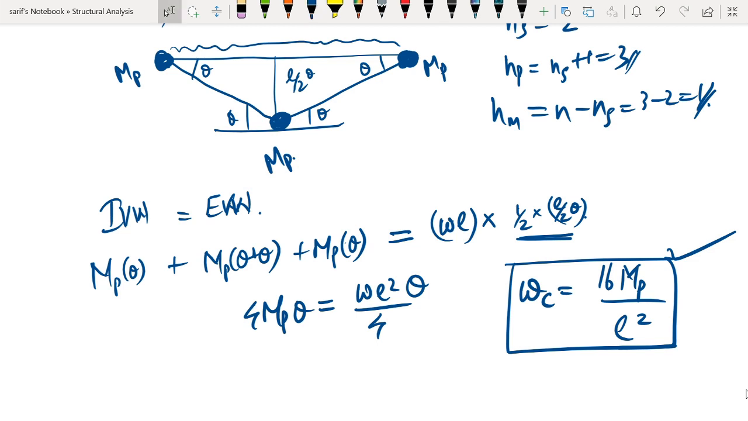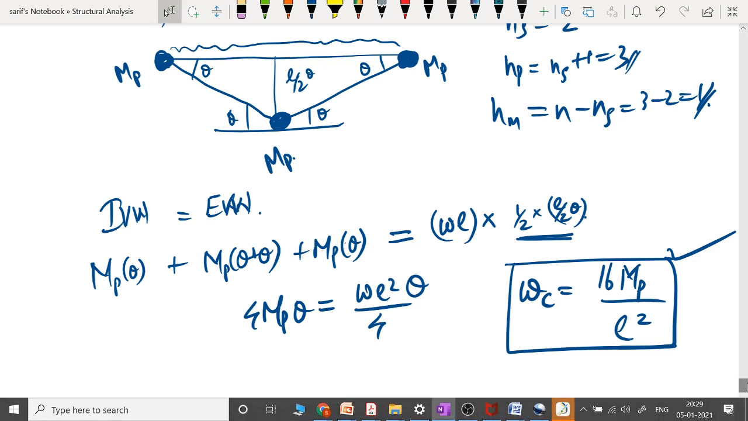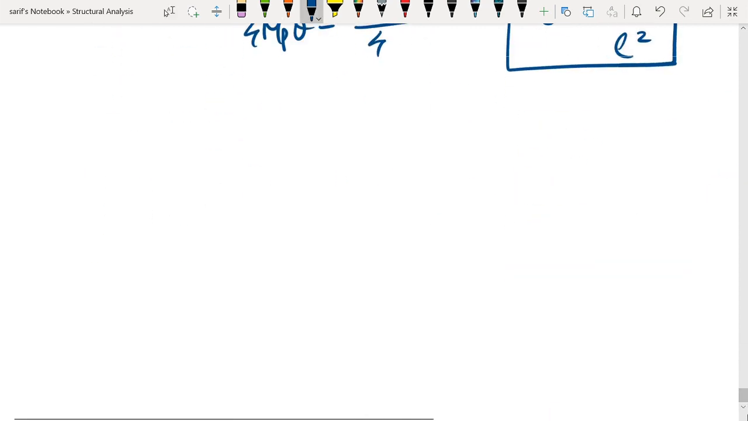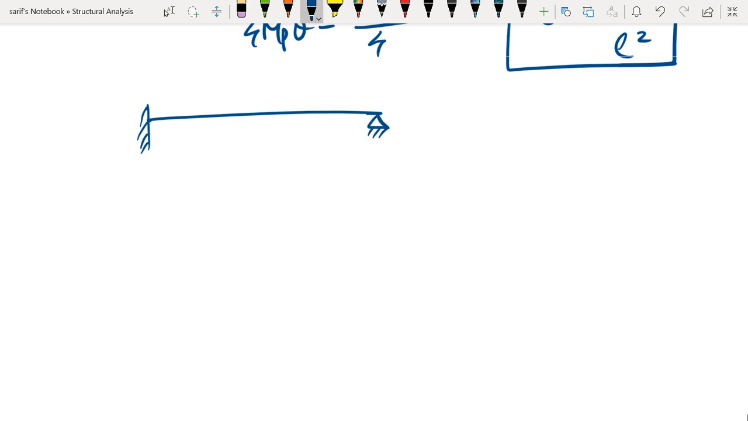Now let us consider another case wherein we have a propped cantilever. So this you can do as a homework. We have a propped cantilever, and for the propped cantilever we are having a UDL W, and this is L. So again, this can be a homework for you. You have to find out the collapse load for this.